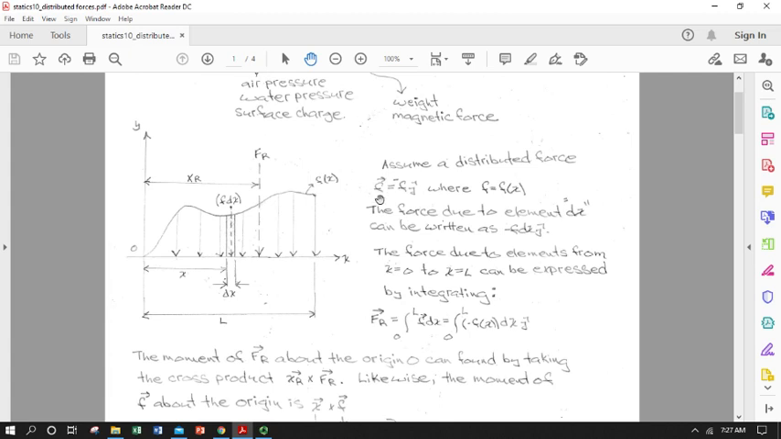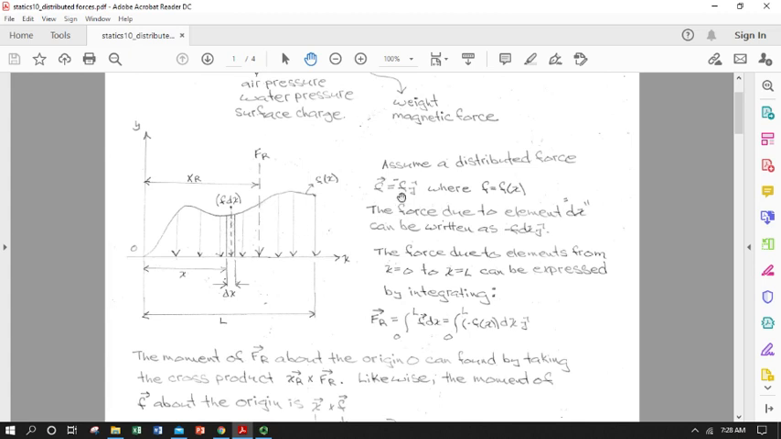So here's our load distribution function as a vector. If my y-axis is in the j hat unit vector direction, I can write this as negative f, which is the magnitude of the load distribution function at any point, times j hat, the unit vector in the j direction, because it's got a negative because it's pointing down.